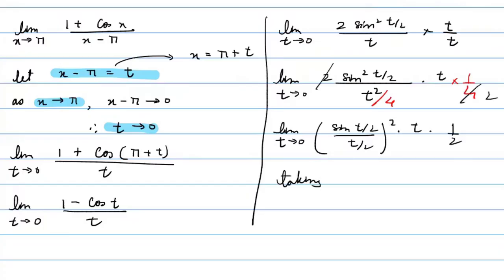Taking the limit, what do we have here? 1 squared, 0 and a half. So that answer is 0.